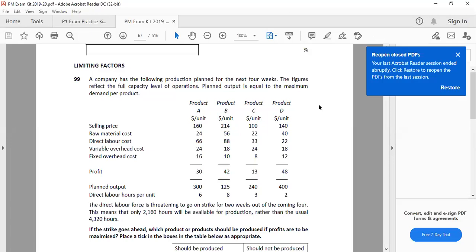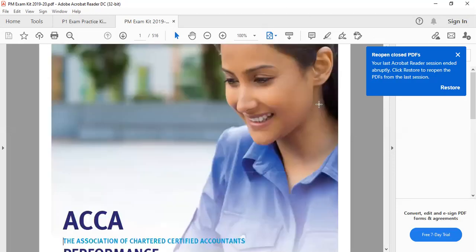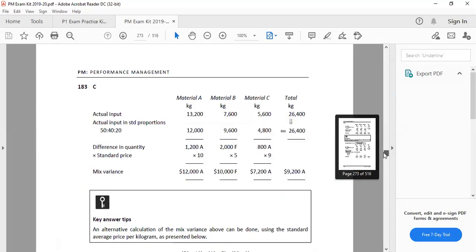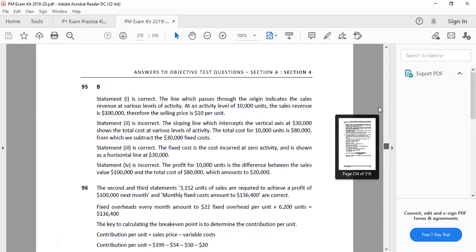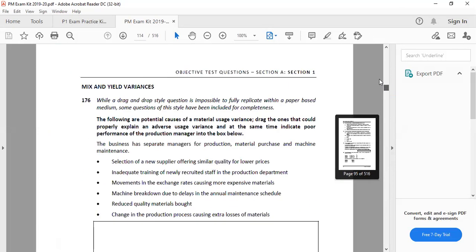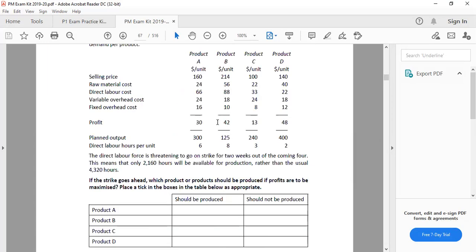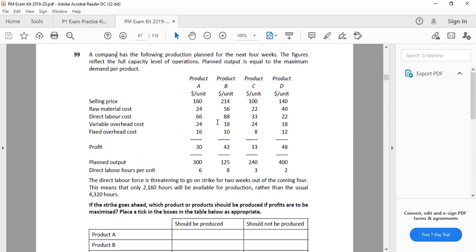The question on the screen, limiting factor, question number 99, says that a company has the following production planned for the next 4 weeks. The figures reflect the full capacity level of operations. Planned output is equal to the maximum demand per product.